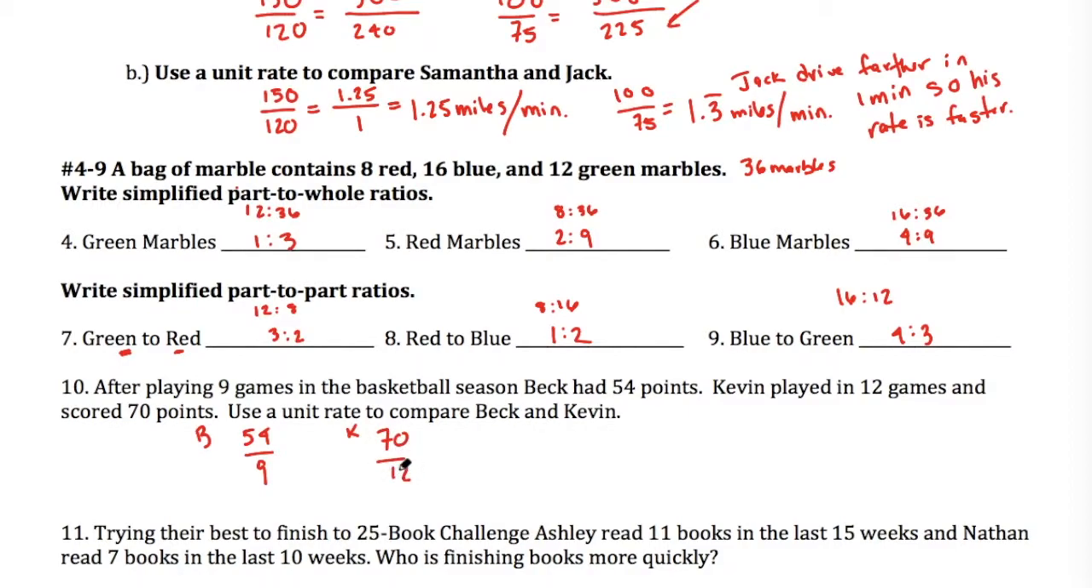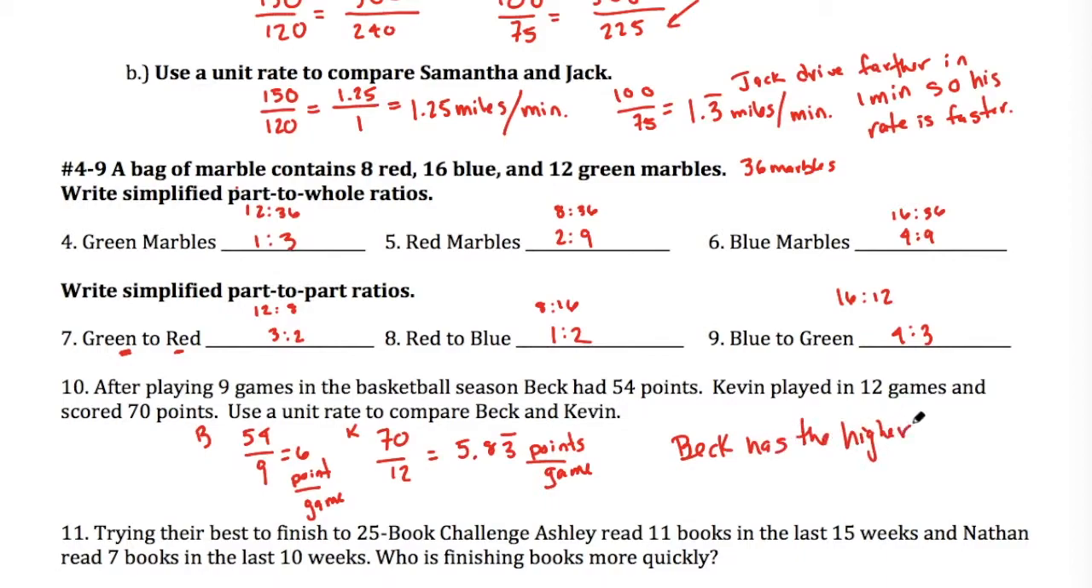Okay, so let's figure out what each of those is going to be per game. So 54 over 9 is 6 points, and we can even write it as a fraction, points per game. That's another way to write this. So 6 points per game for Beck. For Kevin, it doesn't come out nice, but we could just do that division. That's 5.83 points per game. So, who has the higher unit rate? In this case, Beck. Beck has the higher unit rate.